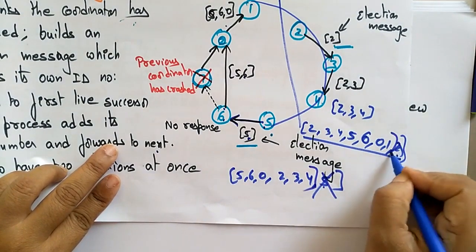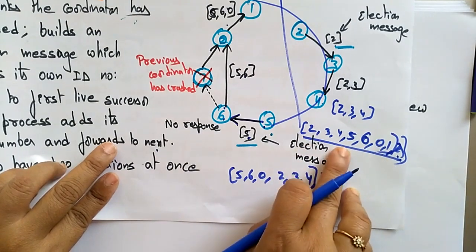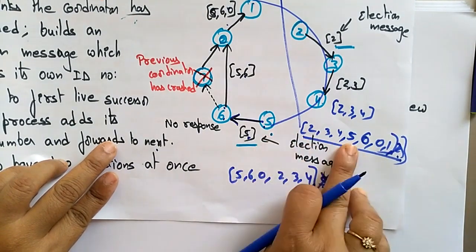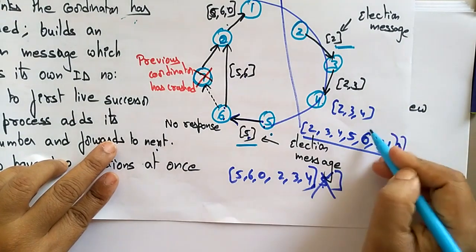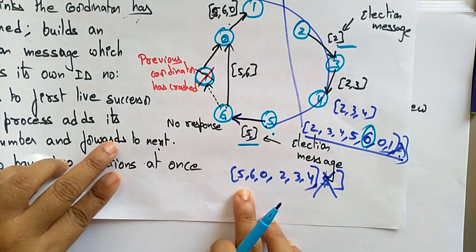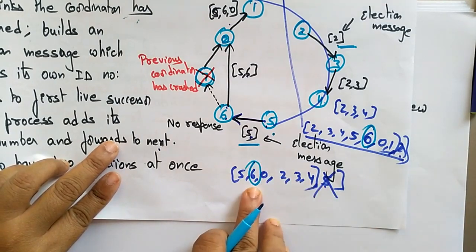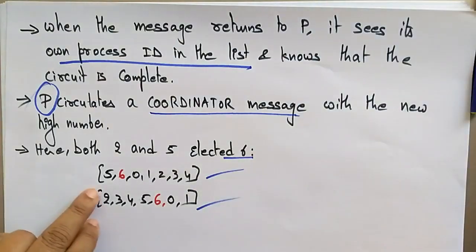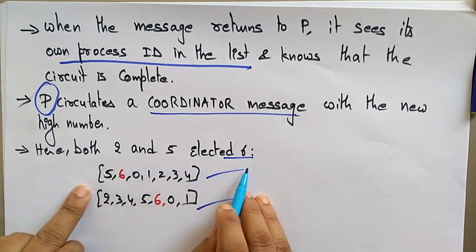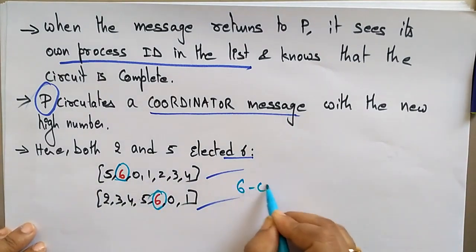Now there are 2 active lists. Process 2 selects 6 as coordinator because it is the highest. In the same way, 5 elects 6 as coordinator because it is the highest number in its active list. So both 2 and 5 elect 6 because it has the highest number in their active lists. Now 6 becomes the coordinator.